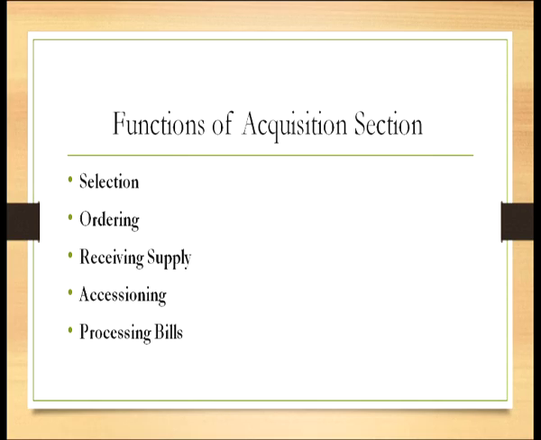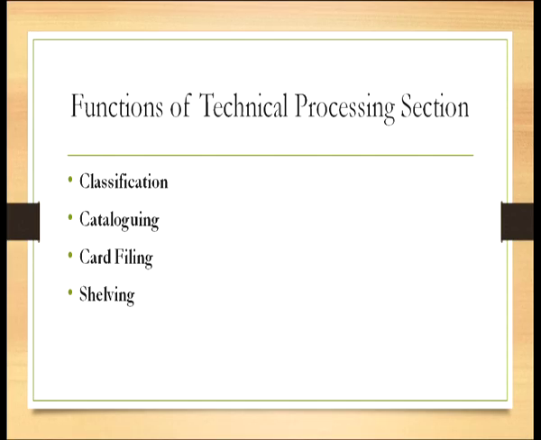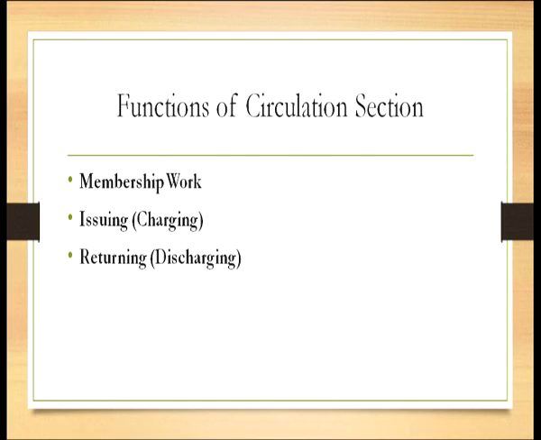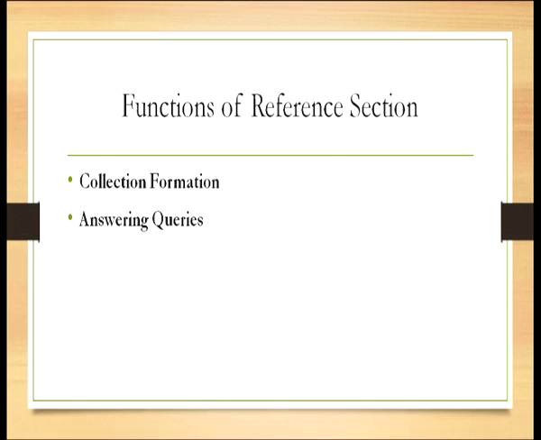Then the function of the acquisition section is selection of books, ordering, receiving supply, and accessing and processing bills. The function of technical processing is classification, cataloging, card filing and shelving. The function of the circulation section is membership work, issuing, meaning charging, and returning, meaning discharging. The functions of the reference section are collection formation and answering of queries.